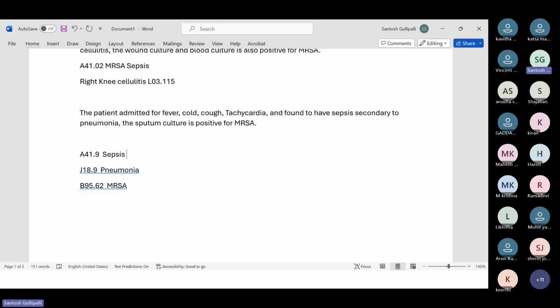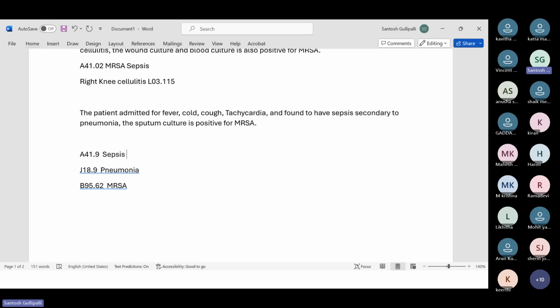So the patient is admitted for so and so condition and found to have pneumonia, the sputum culture is positive for MRSA, but the documentation does not say the pneumonia is due to MRSA. Can you confirm whether this is MRSA pneumonia or unspecified pneumonia? That is also one of the interview pattern questions.